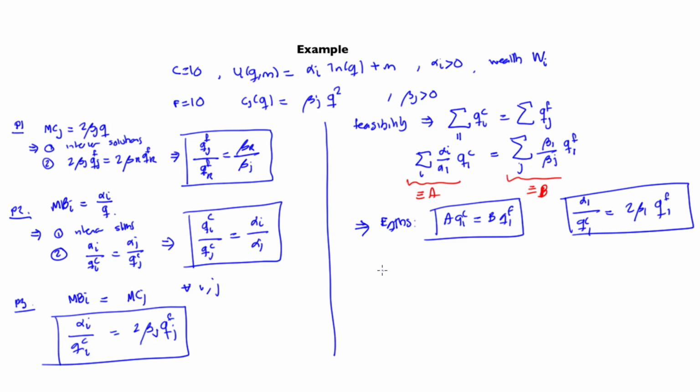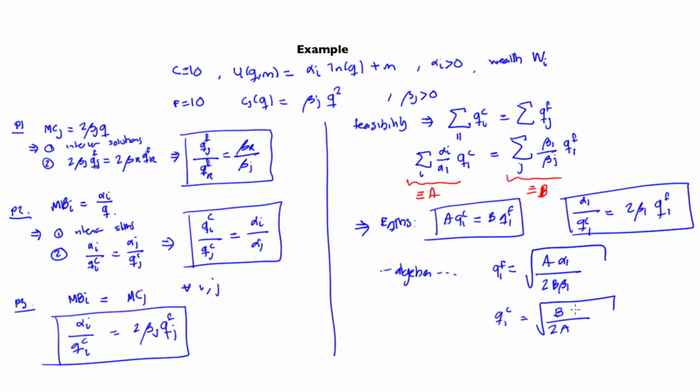And if you do a little bit of algebra, you're going to get that q_1^F is equal to the square root of A alpha_1 divided by 2 B beta_1, and that q_1^C is equal to the square root of B over 2A times alpha_1 over beta_1. And again, from that, you can back out all of the quantities. So you have a complete description of what gets produced in good q and what gets consumed.